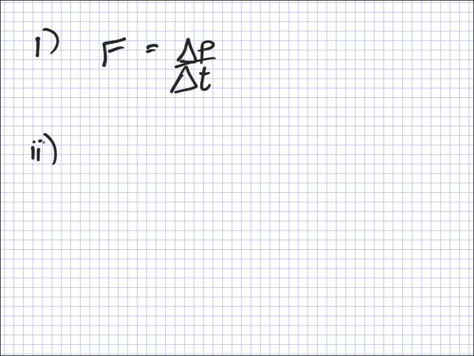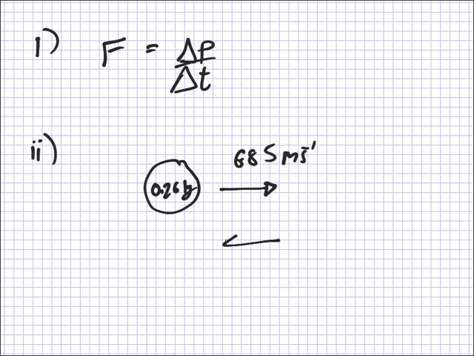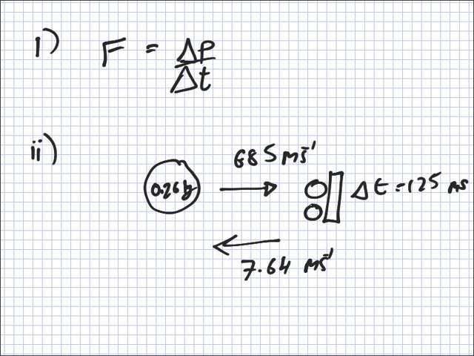This is kind of a mixed question. It wasn't well answered. A ball of mass 0.26 kilograms is thrown towards a child who's holding a wooden bat. The ball is travelling in a horizontal direction at a speed of 6.85 meters per second. The child hits the ball and it comes back at 7.64 meters per second, and the time is only 125 milliseconds. So the ball is going to the right, then it's hit with a bat, and it's going to the left now.